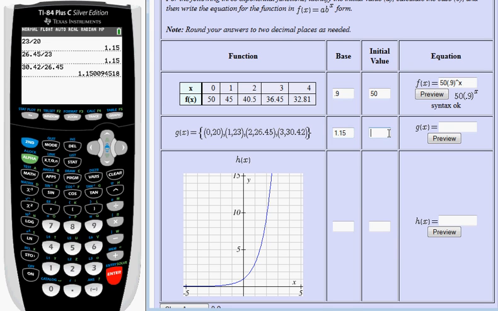The initial value is pretty easy. The initial value A is always what you get out as an output when the input is 0. The data tells me that. When you plug in 0, you get out 20. So that's simply the number 20.